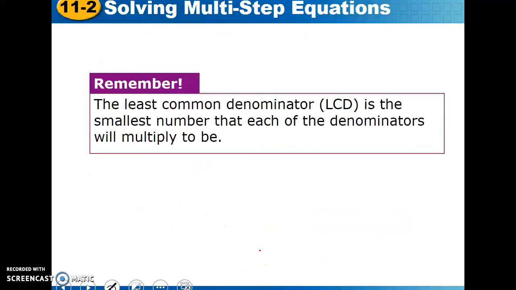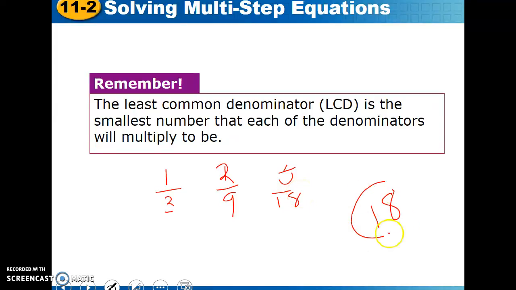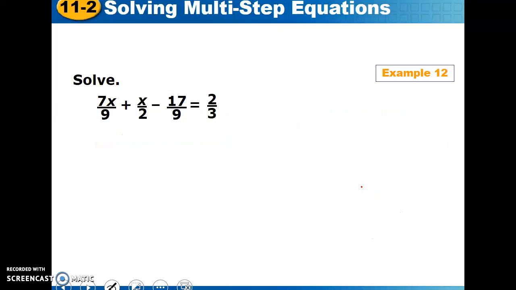Okay, moving on to example 12. Before, I'm just reminding you, remember, the least common denominator is the smallest number that each of the denominators could multiply to be. So, for example, if we had 1/3, 2 9ths, and 5/18, the least common denominator would be 18 in this case. Just a random example.